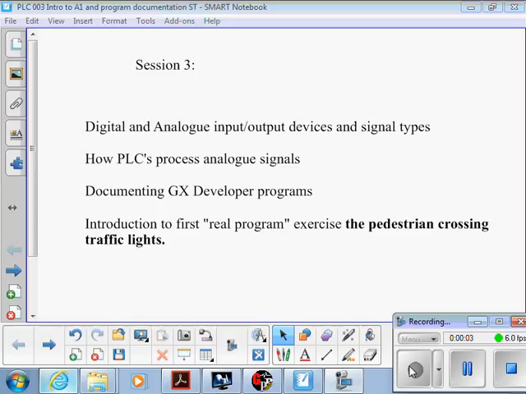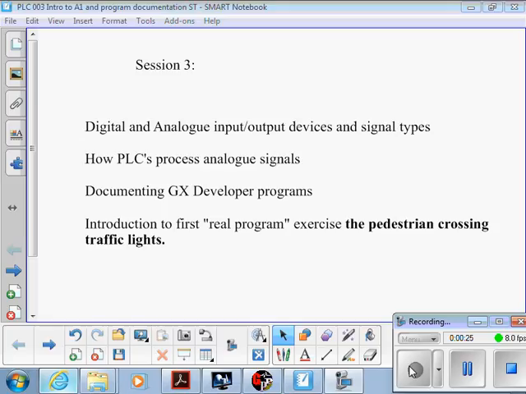Content of this week's session. I'm going to go through digital and analog input and output devices and their signal types. Going to look briefly at how PLCs process analog signals. Those two things will help with your assignment. And then we're going to look at documenting GX Developer programs.